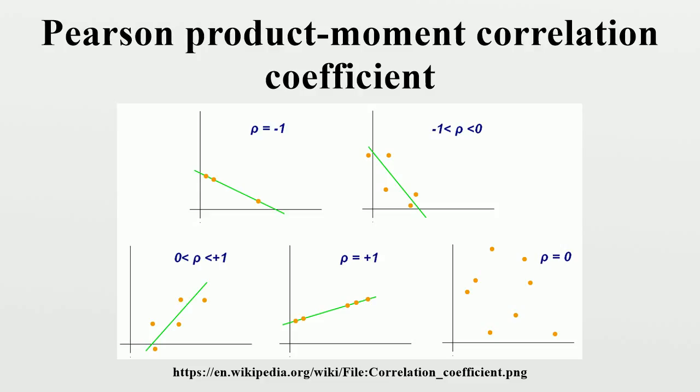Thus the correlation coefficient is positive if xi and yi tend to be simultaneously greater than, or simultaneously less than, their respective means. The correlation coefficient is negative if xi and yi tend to lie on opposite sides of their respective means. Moreover, the stronger is either tendency, the larger is the absolute value of the correlation coefficient.